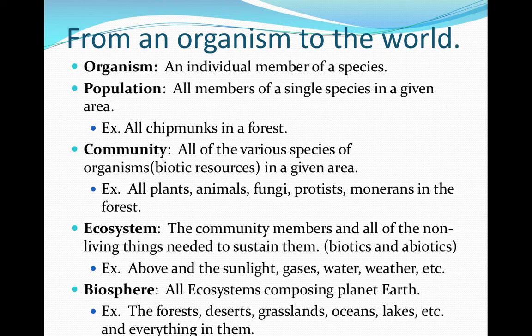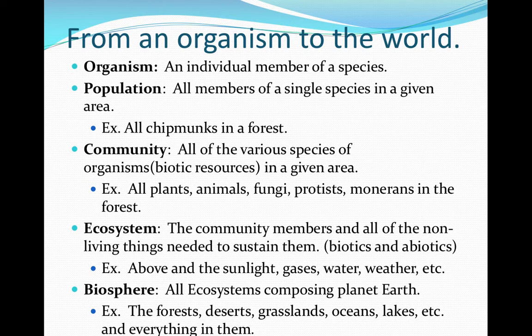If we move up from the population, the next bullet says community. The community is all of the various species of organisms in a given area. Also in parentheses it says biotic resources. So biotic, bio means living. So basically a community is everything that's alive in a given area.